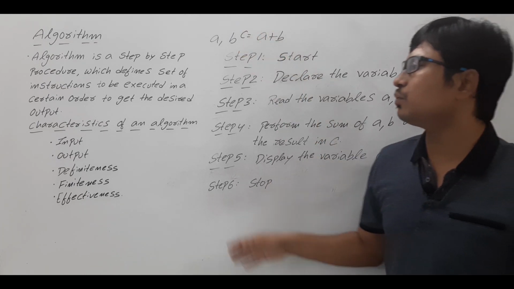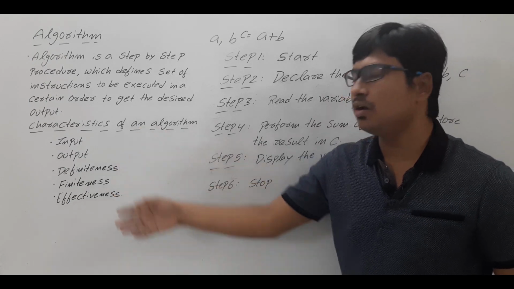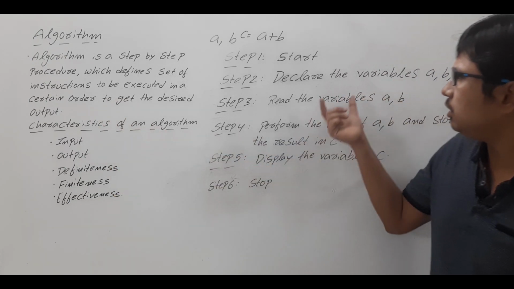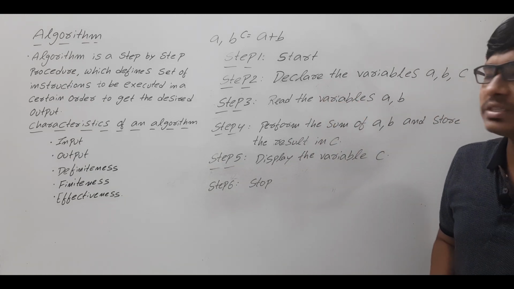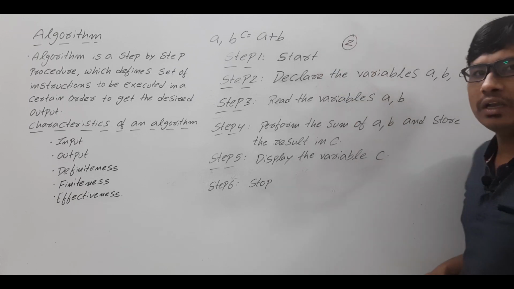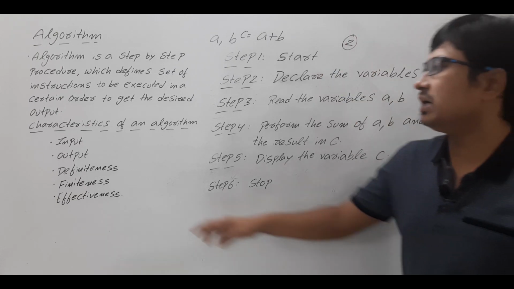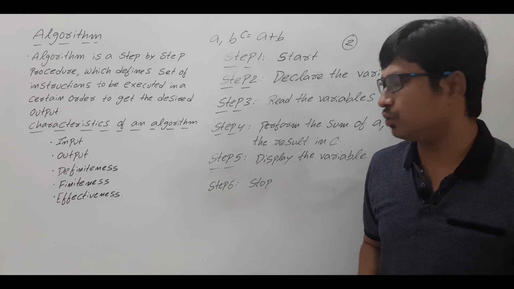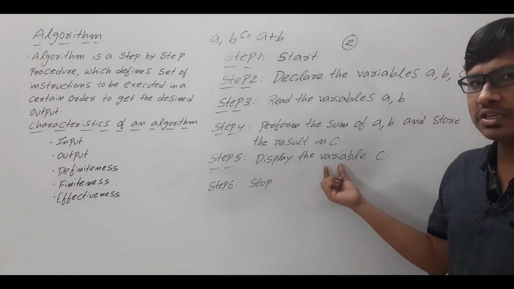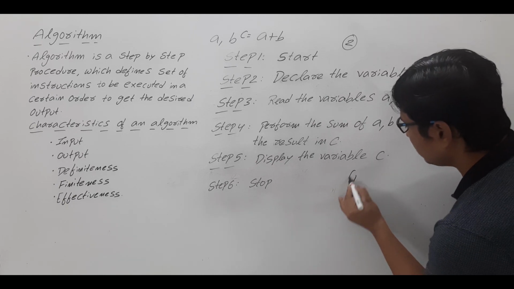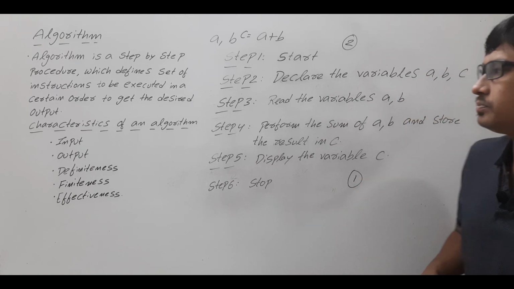Now let's check whether this algorithm satisfies all these characteristics or not. First one is input. How many inputs is this algorithm taking? It is taking two inputs: the a value and the b value. What is the output it is giving? Every algorithm should give at least one output. It is giving the value of the variable c. So it is giving one output.